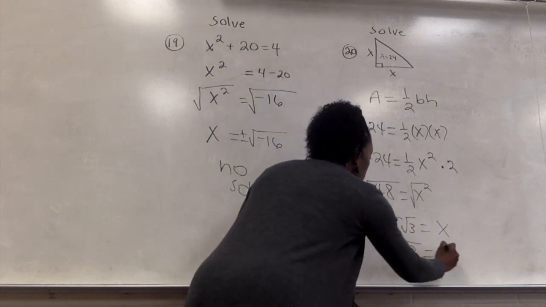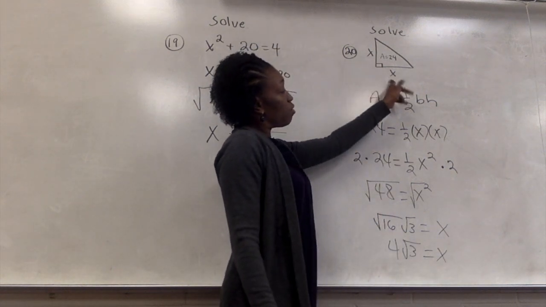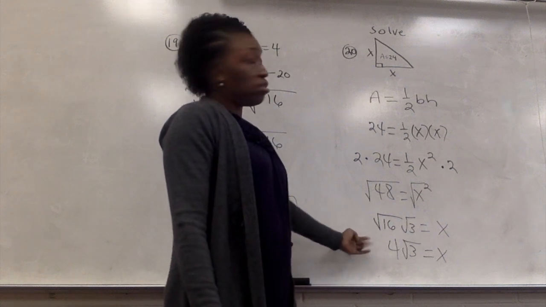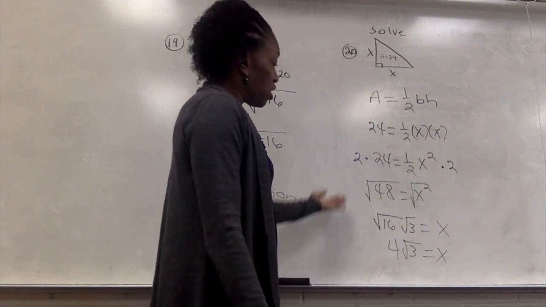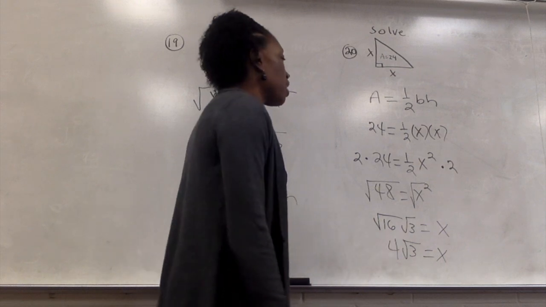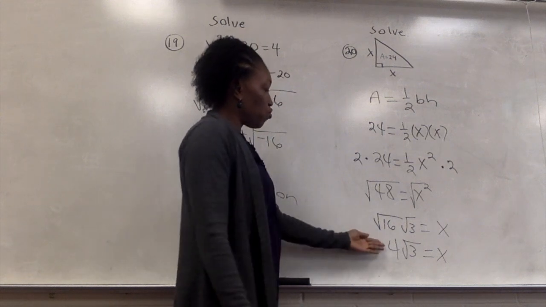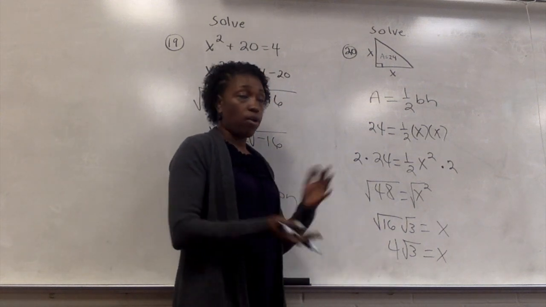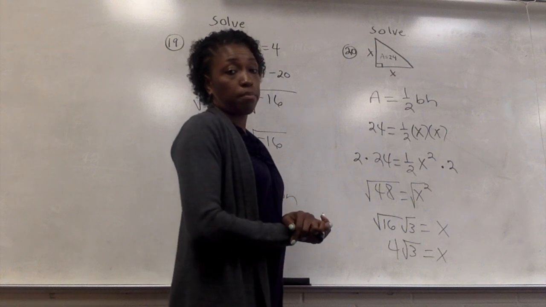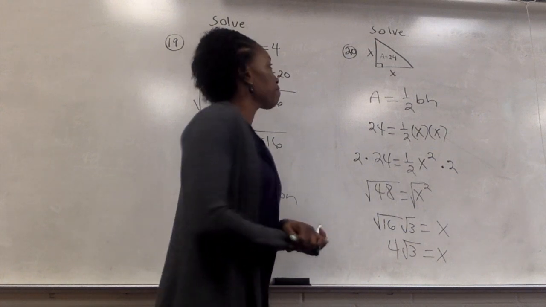And remember, we're talking about the measurement of the side of the triangle, so we can't use negatives at all. So our final answer here in simplified radical form is 4 square root of 3. Now, if it asks you to write it in a decimal, then of course you would have to use your calculator to find the decimal and round it to the correct place. So here we have 4 square root of 3.